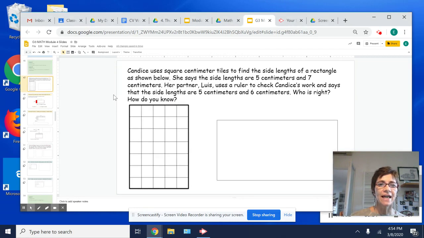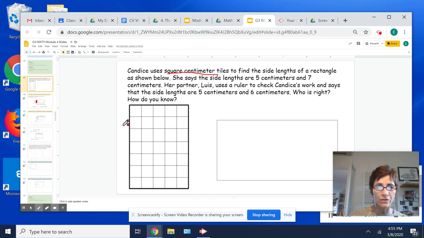Okay, let's start looking at our rectangle here. We have a rectangle that's already tiled, and we know from the problem that these tiles are square centimeters. The problem says Candice uses square centimeter tiles to find the side lengths of a rectangle as shown below. She says the side lengths are 5 centimeters and 7 centimeters. Her partner, Lewis, uses a ruler to check Candice's work and says that the side lengths are 5 centimeters and 6 centimeters. Who is right?